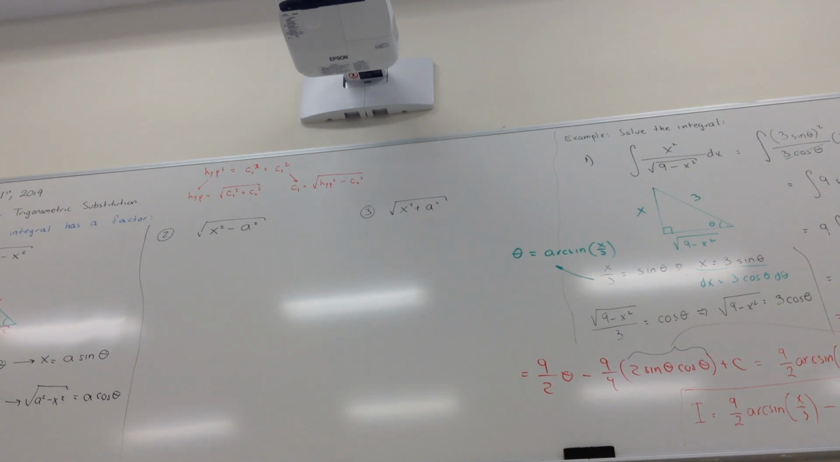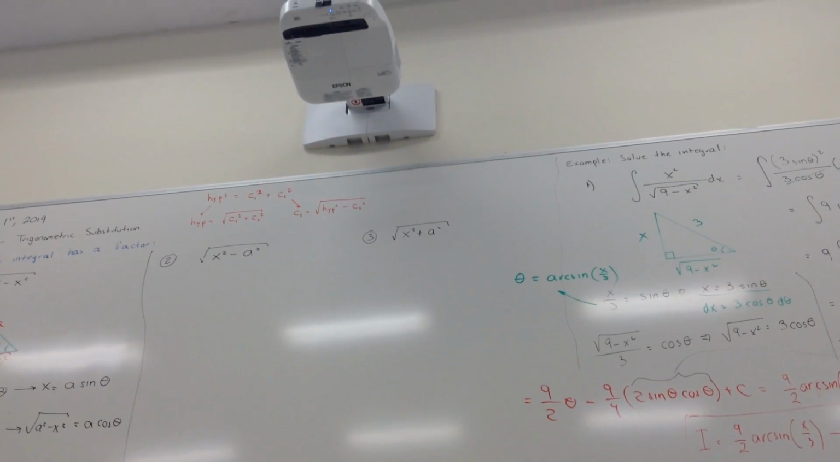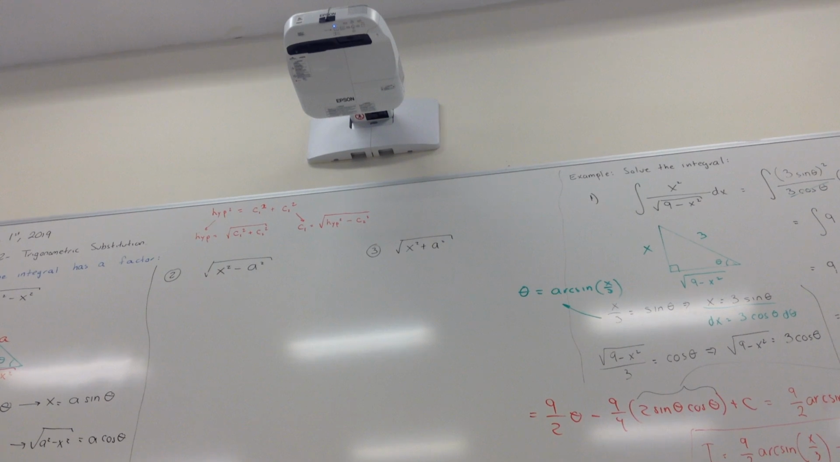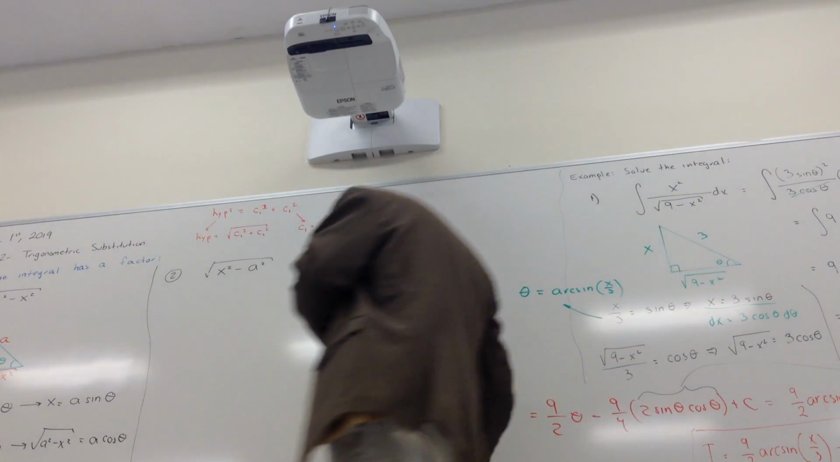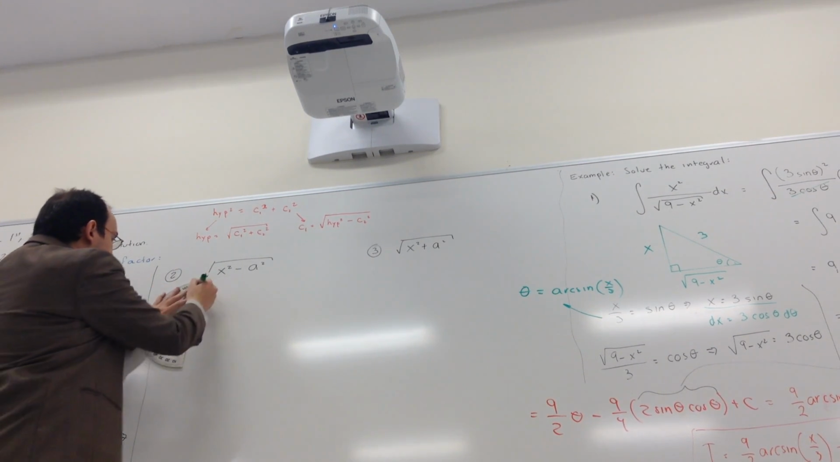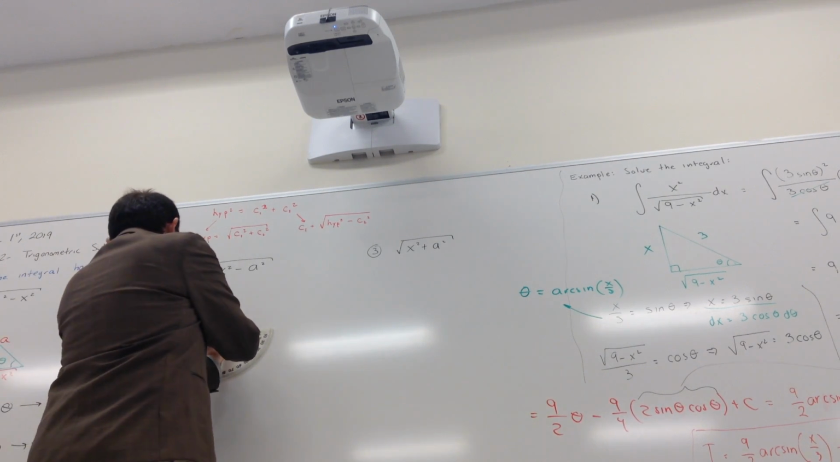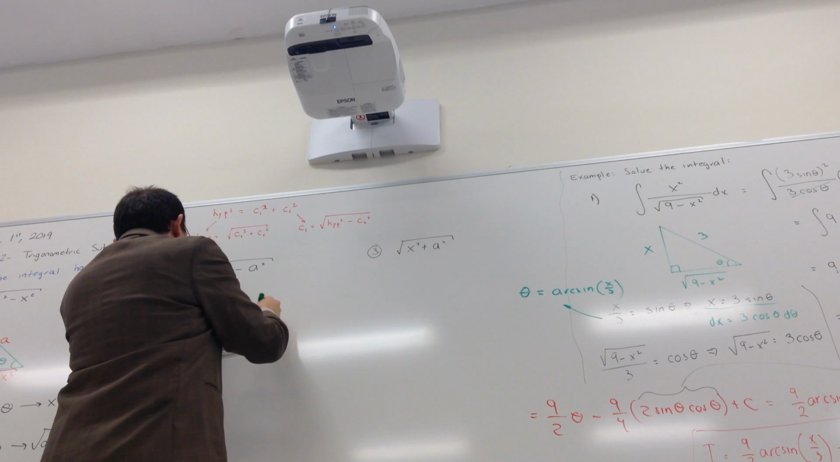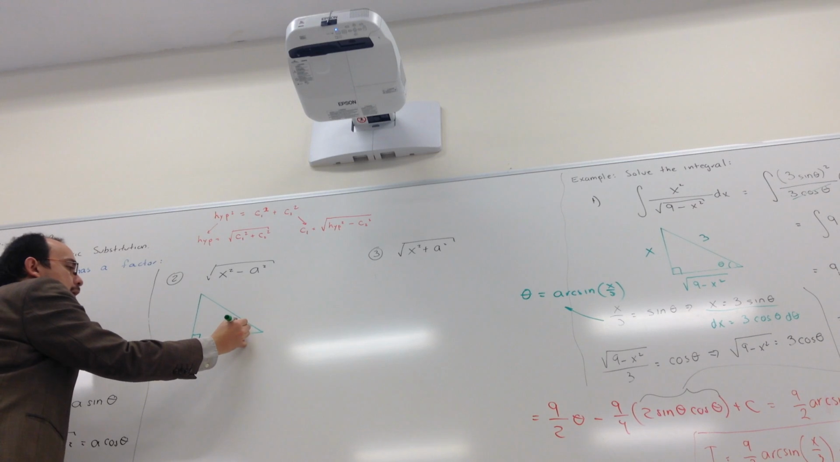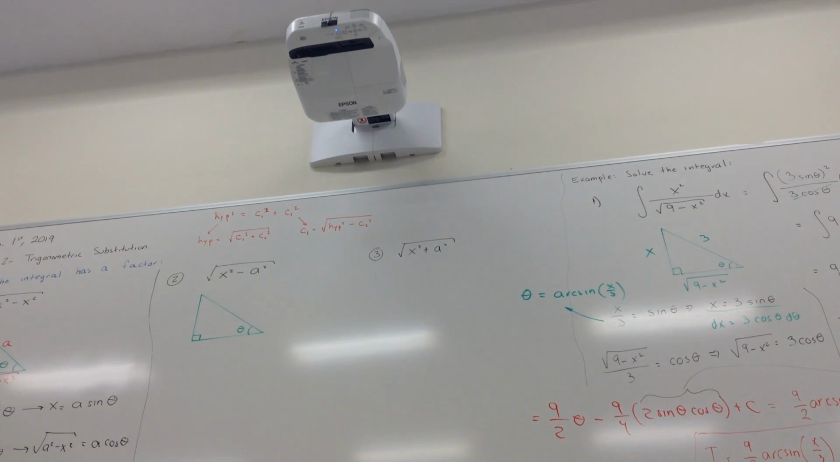Can I continue? Okay. That's the first case. You have the square root of a squared minus x squared. Second case, x squared minus a squared. Same situation, a triangle. Okay, now, this time, hypotenuse is what? According to my formula, x.